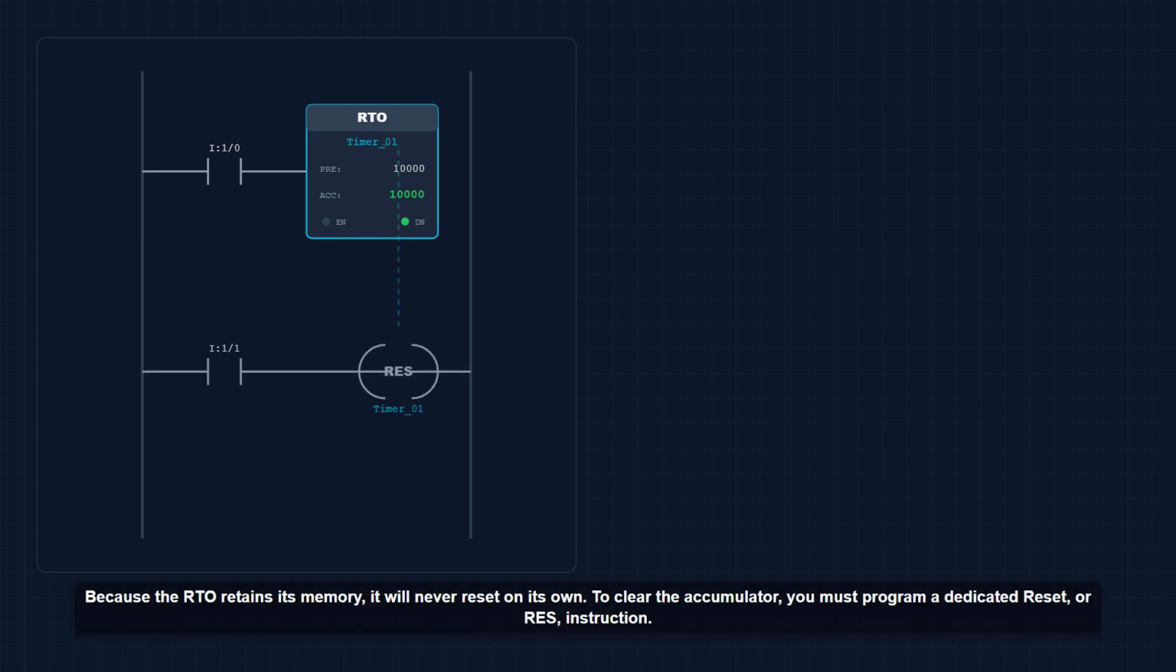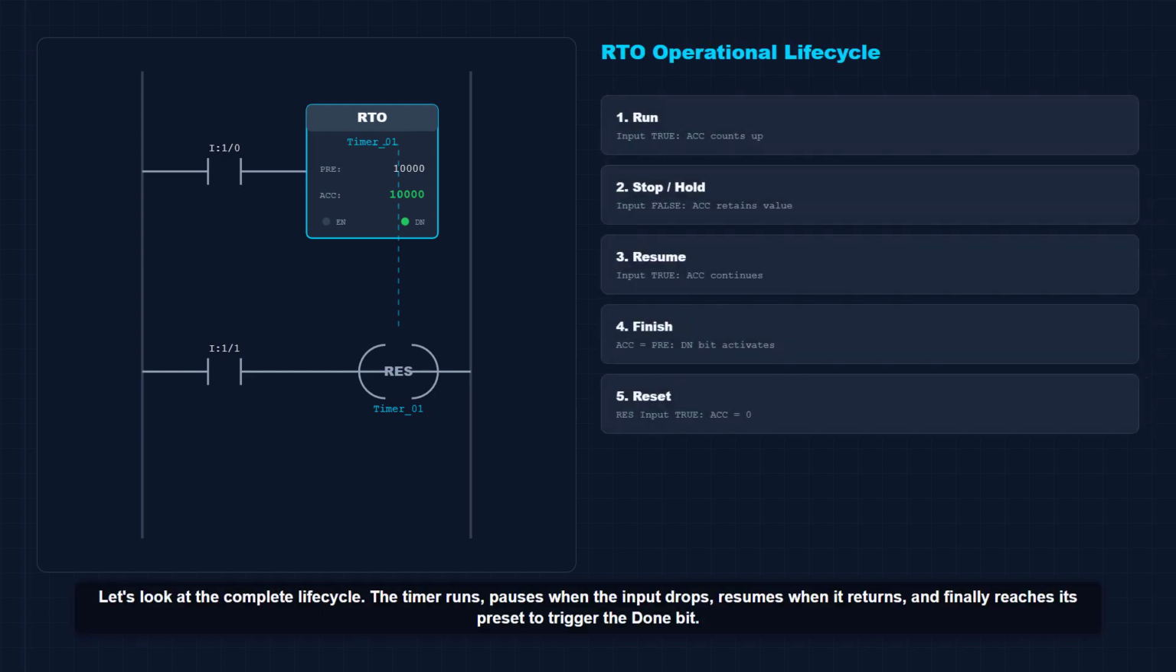Because the RTO retains its memory, it will never reset on its own. To clear the accumulator, you must program a dedicated reset, or RES, instruction. Let's look at the complete life cycle. The timer runs, pauses when the input drops, resumes when it returns, and finally reaches its preset to trigger the done bit.